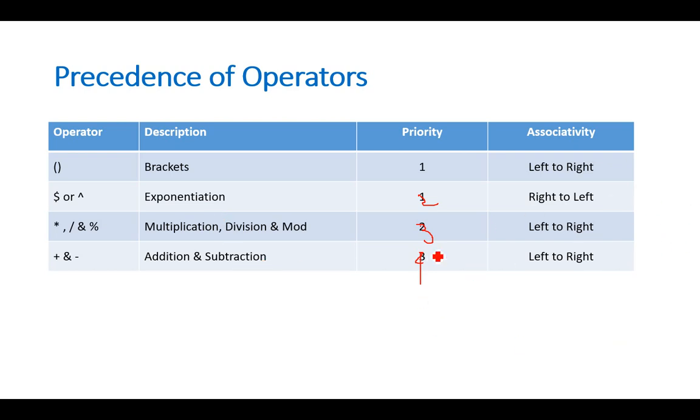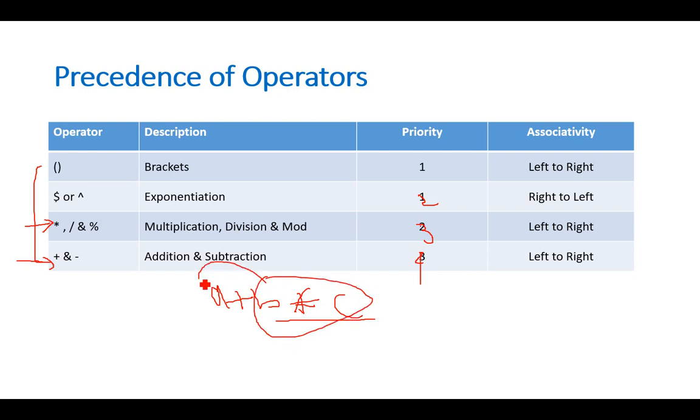So usually when an arithmetic expression is given, we need to consider the precedence of operators. As I told in the previous example, I have an expression a plus b into c. As we can see, multiplication has higher priority compared to addition and subtraction. So first we have to solve b into c, then we have to add that result to a, because the first priority is given to multiplication, and then to the addition.